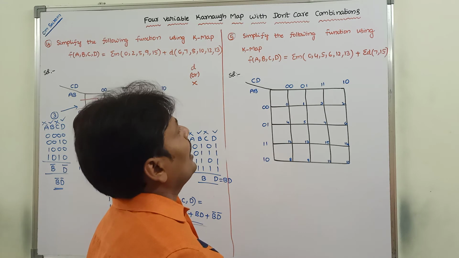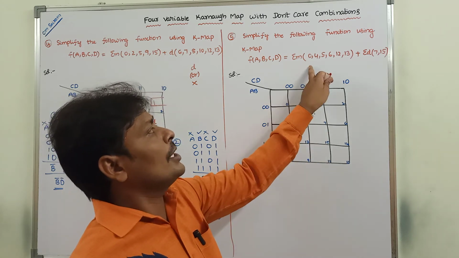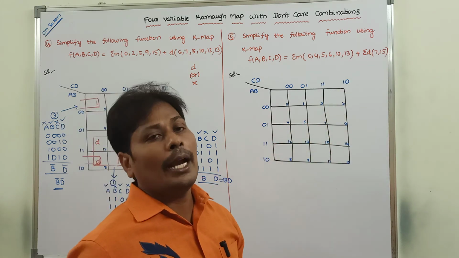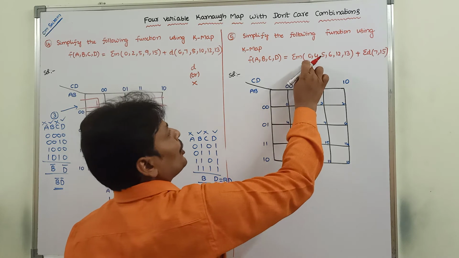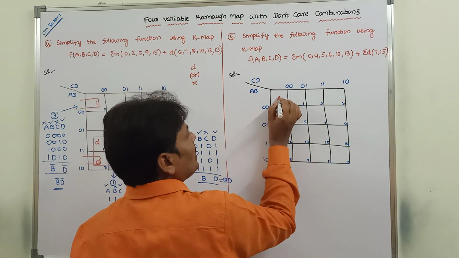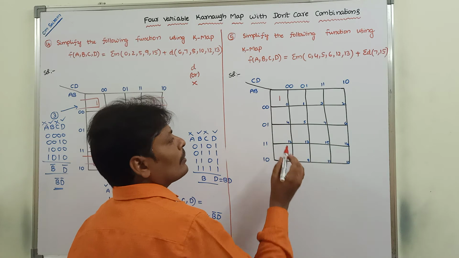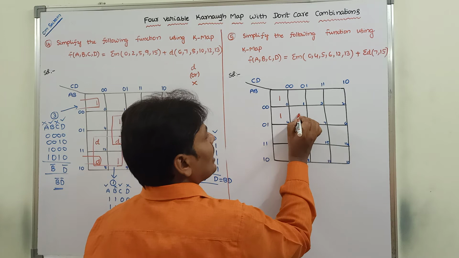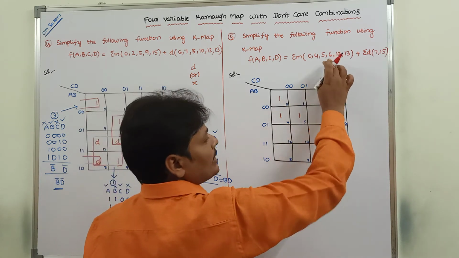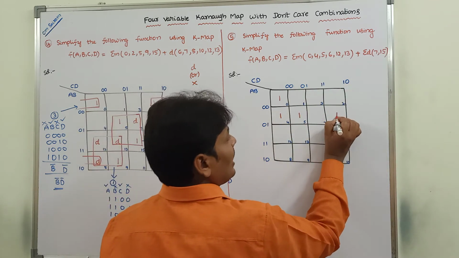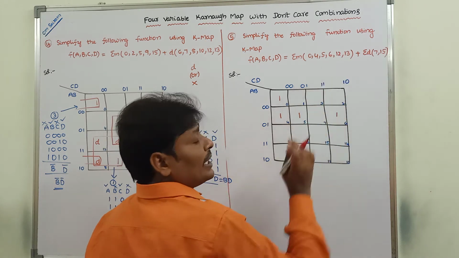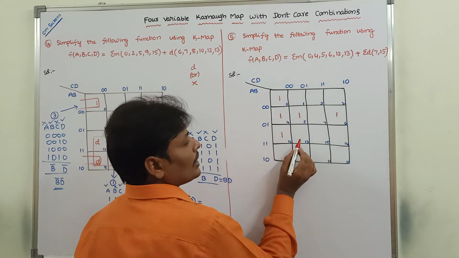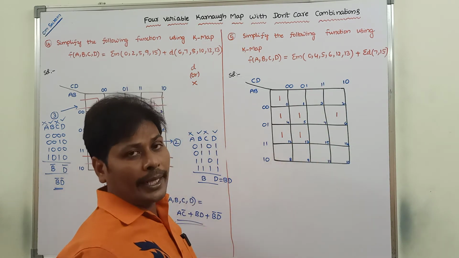Here the given minterms are 0, 4, 5, 6, 12, 13 and the don't cares are 7 and 15. So for minterm 0, the corresponding cell is this one, we are inserting 1. Fourth minterm, the corresponding cell is this one, I am inserting 1. Fifth minterm, sixth minterm, 12th minterm, 13th minterm, each corresponding cell gets a 1.